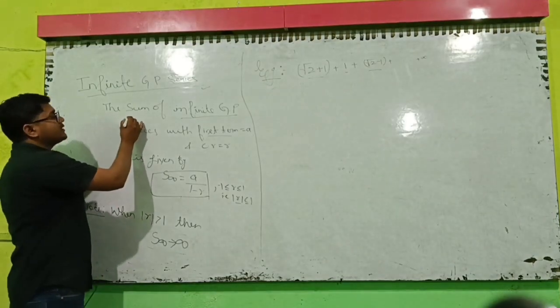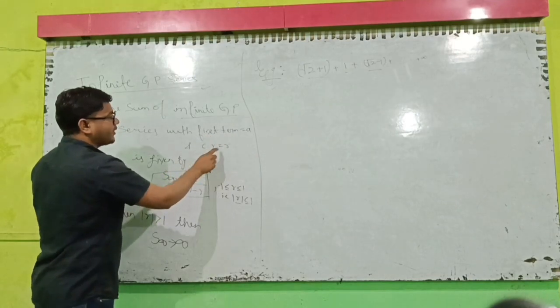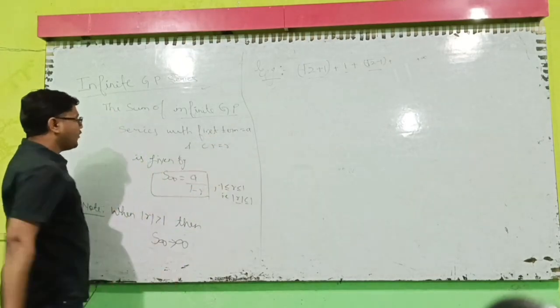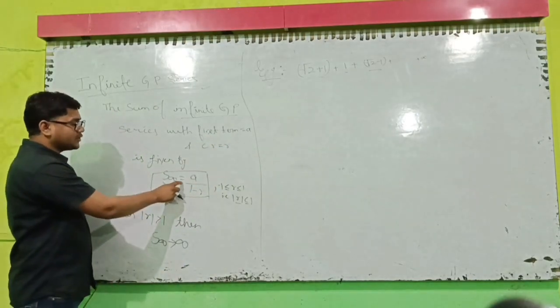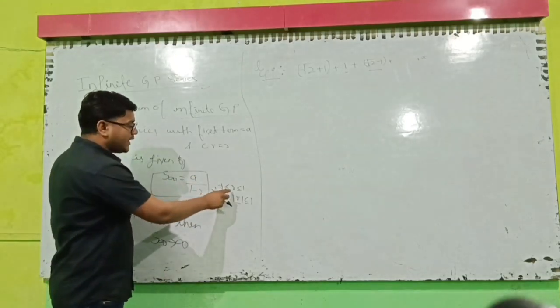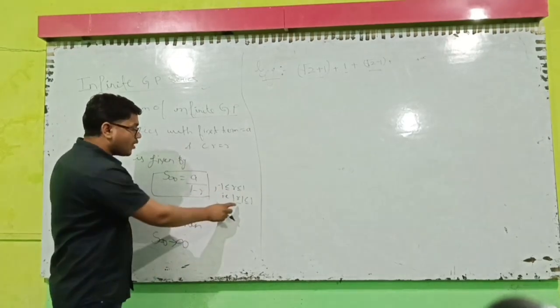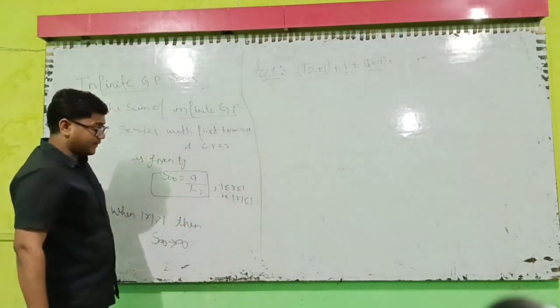Here we have to find the sum of an infinite GP series with first term a and common ratio r, which is given by S infinity equals a upon 1 minus r, where r is always greater than or equal to minus 1 and less than or equal to 1. That is, mod of r is always less than 1.